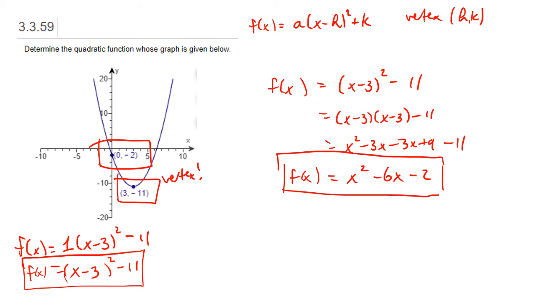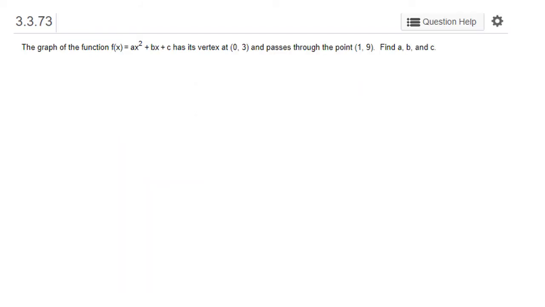But moving on. Here we have the graph of a function, and we are told what its vertex is and another point that it goes through, and asked to find a, b, c, which, note, is exactly standard form. So this is very much like the last problem. It's just we don't have a graph in front of us, but we are told the vertex and another point. So we're going to do this the same way.